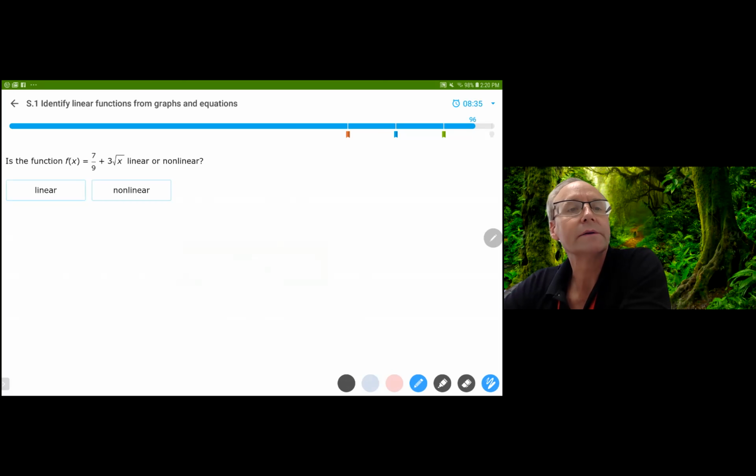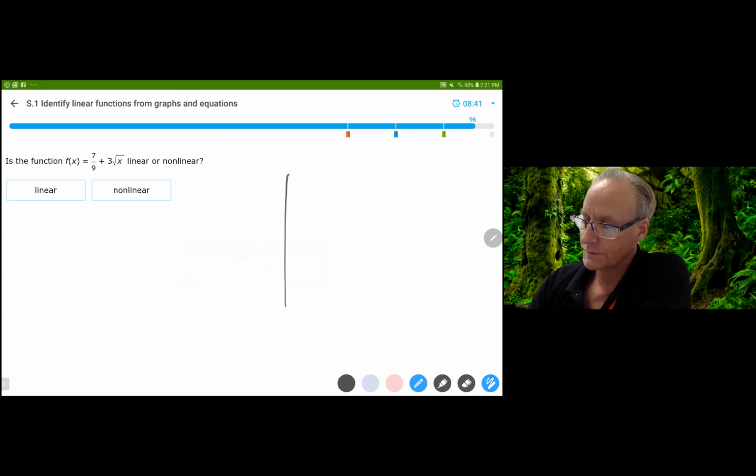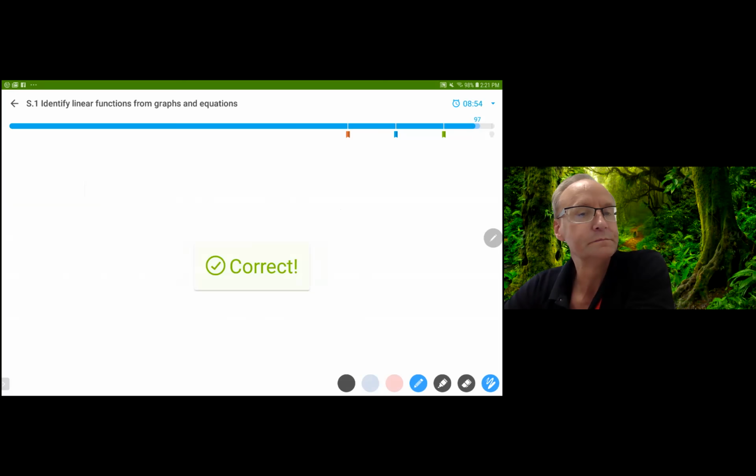And I'm sure you're getting tired. We'll get done here. Now this one has a square root of x in it, which is nonlinear. Square root of x looks like this, so it's going to be some variation of that. Sorry, it's not a very good graph. There we go. It's going to look like something like a sideways parabola. Anyway, it's nonlinear.